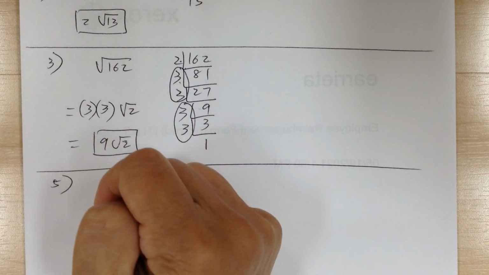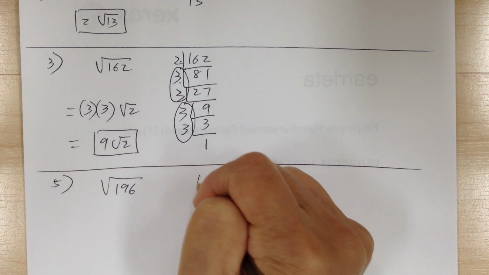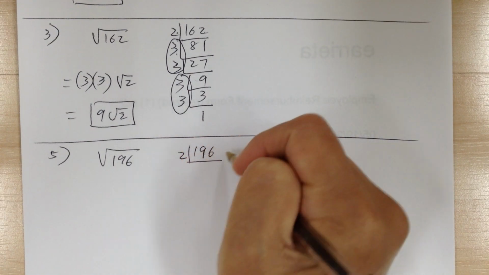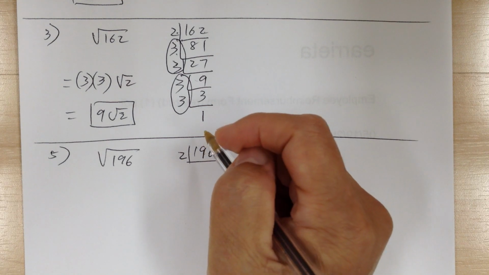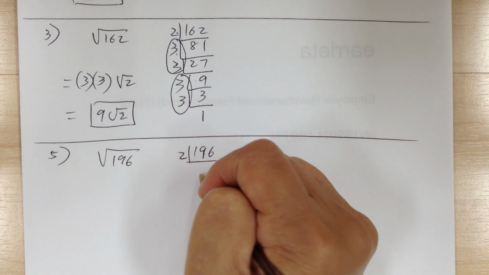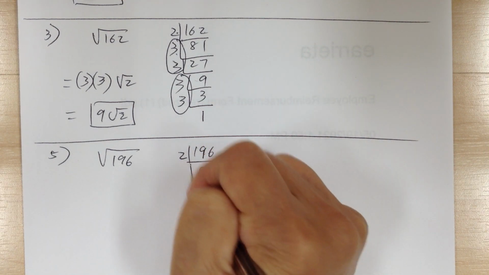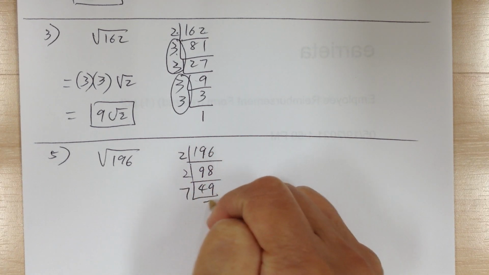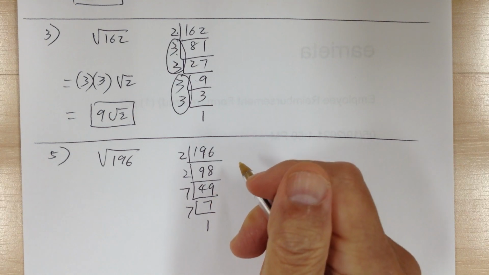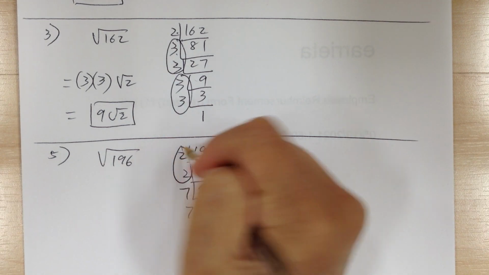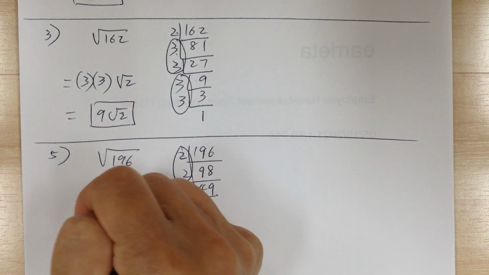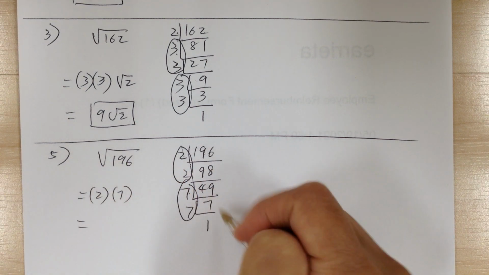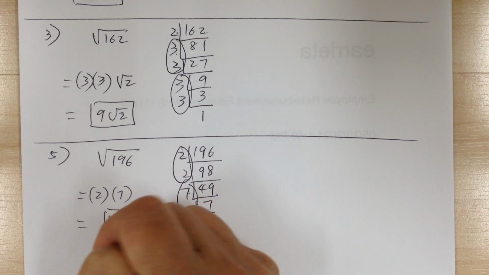Number 5, you have square root of 196. You can break it down. Divide by 2, since you always start with the lowest prime number. Divide by 2 again, and this becomes 7. Divide by 7, you get 1. These 2 radicands make an integer. These 2 radicands make an integer. And there's no leftover, so the answer will be equal to 14.